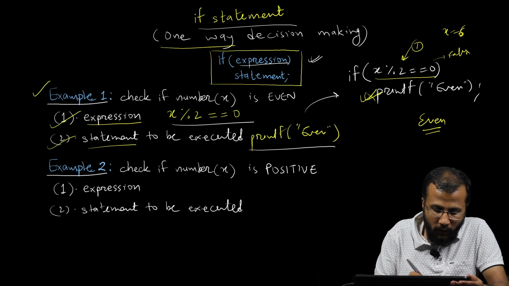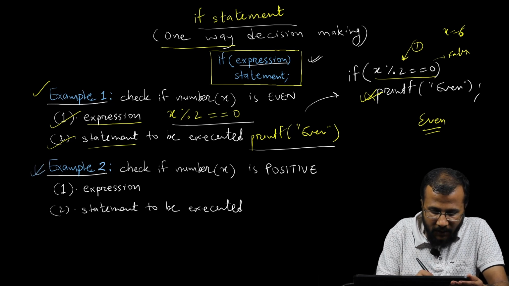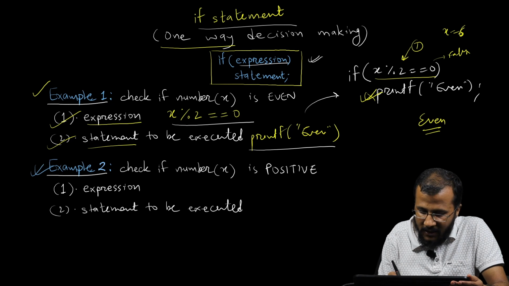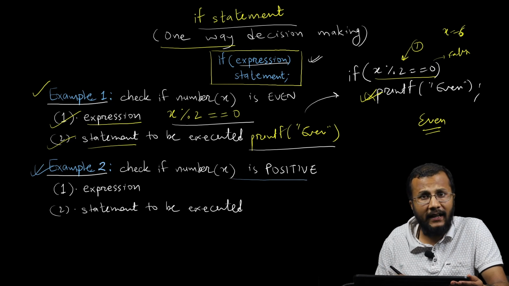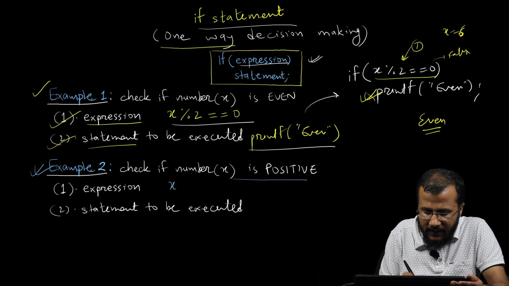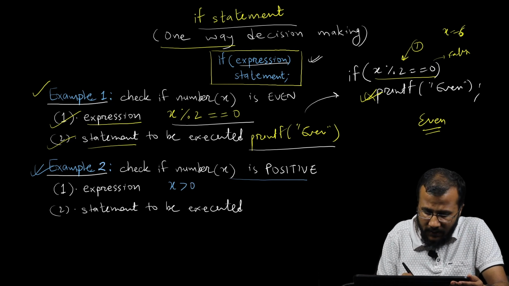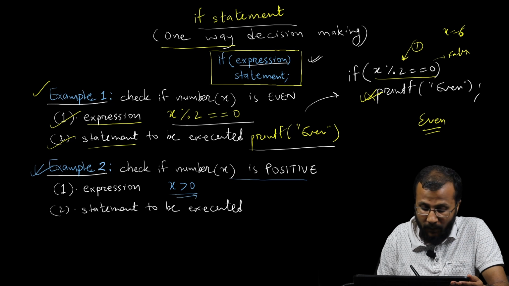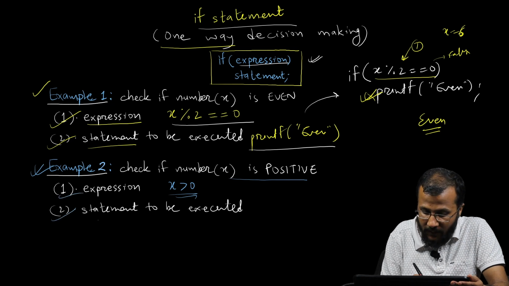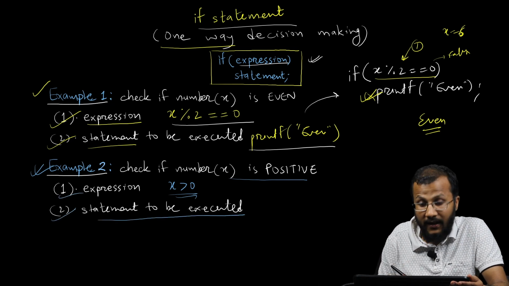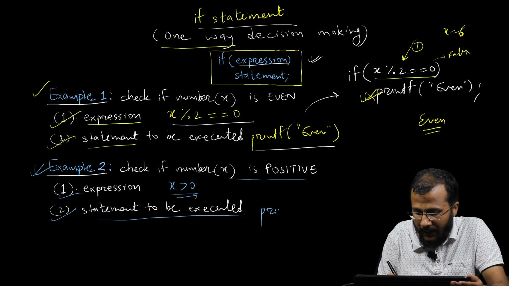Now let's move on to example number 2. In example number 2, you have to check if the number is positive. How do we check if number x is positive? It's very simple. x is greater than 0. If x is greater than 0, it is a positive number. Very simple, right? So this is the expression for checking if the number is positive. And what do you do in the statement that is to be executed if the condition is true? I'll have to display that the number is positive. So I'll just write printf positive.